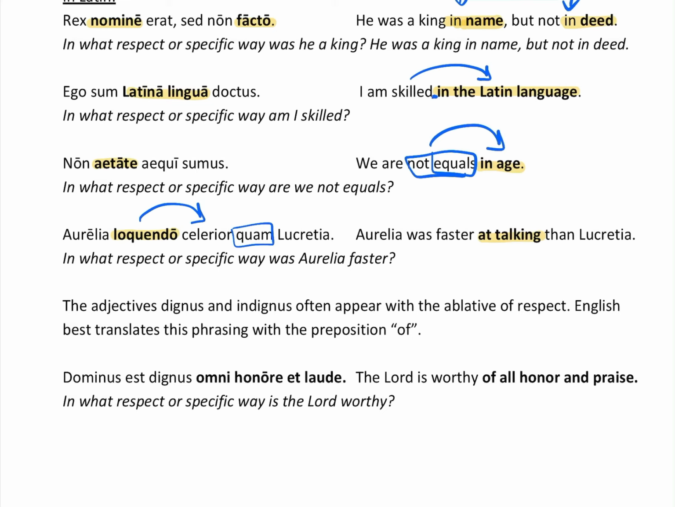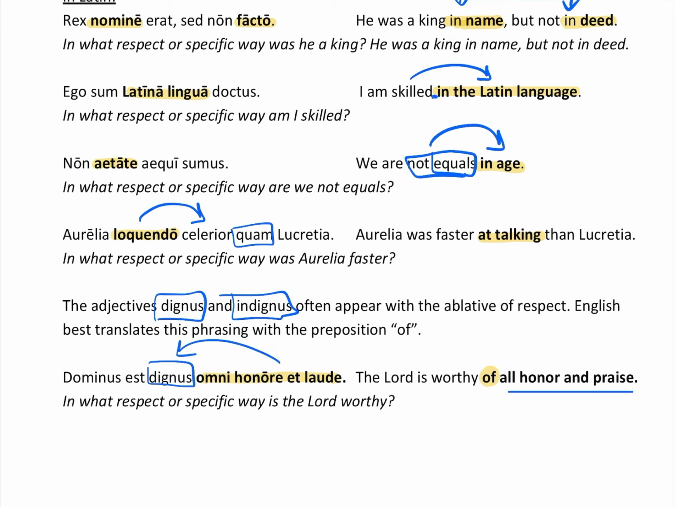So, two things to remember. The adjectives dignus and indignus often appear with the ablative of respect, so just be looking for those. English best translates this phrasing with the preposition of. So how are we going to do this? Omni honore et laude. The Lord is worthy of, here's our of, all honor and praise. In what specific way is he worthy? The Lord is worthy. So we're going to take this word. What way is he worthy? Right? Of all honor and praise.